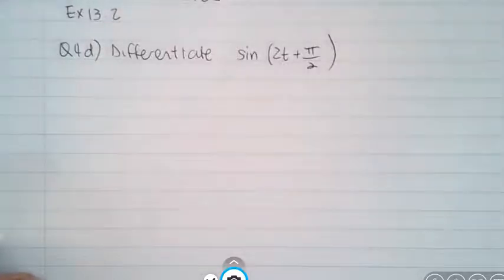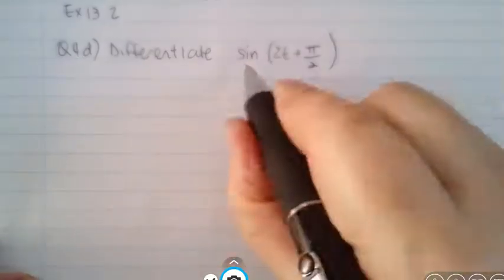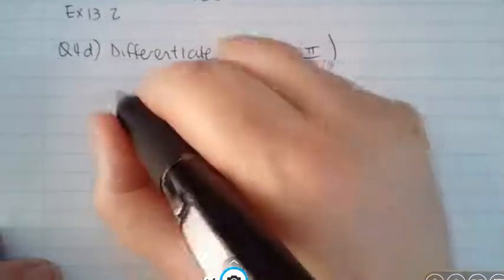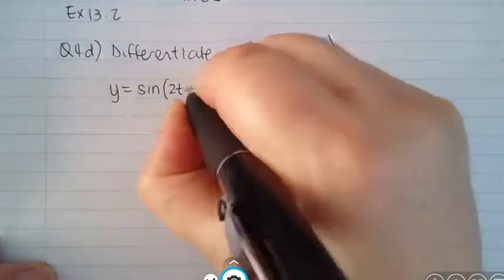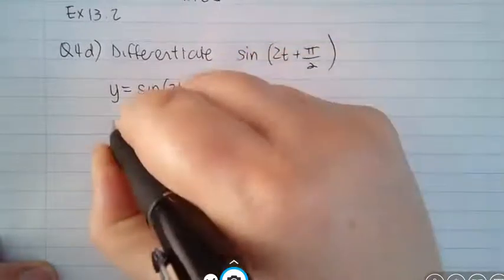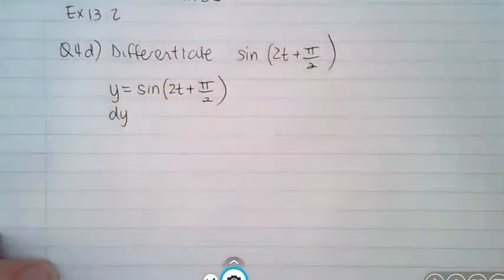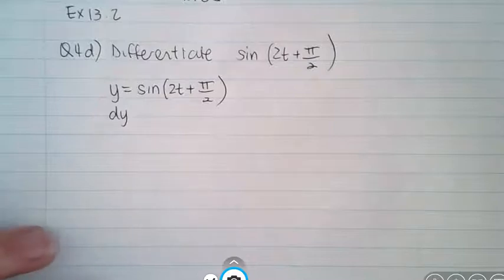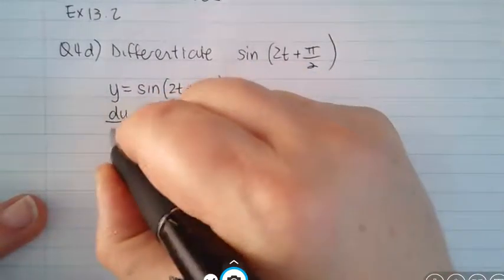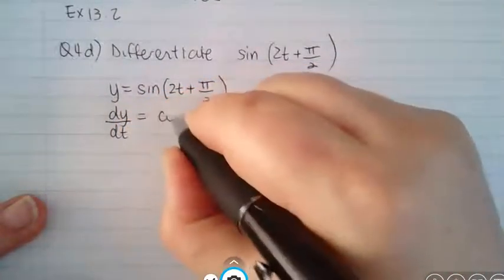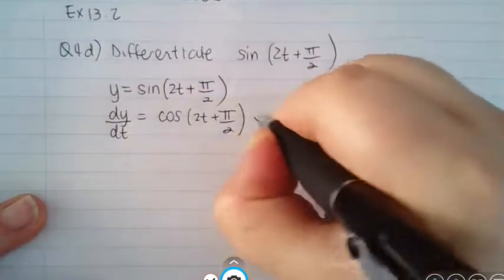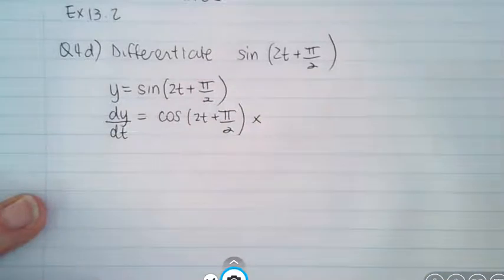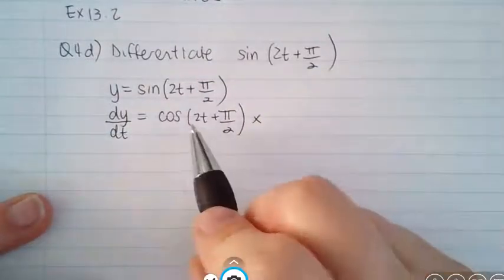Exercise 13.2, just looking at some more questions. So to differentiate sine of 2t plus pi on 2. If y is the sine of 2t plus pi on 2, dy, what do I write? dy dx, dy dt, dy d what? dy dt is, differentiate sine, you get cos, times the derivative of just what's inside, which is 2.